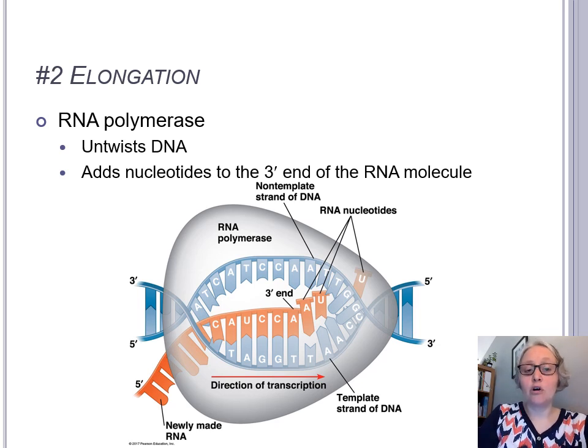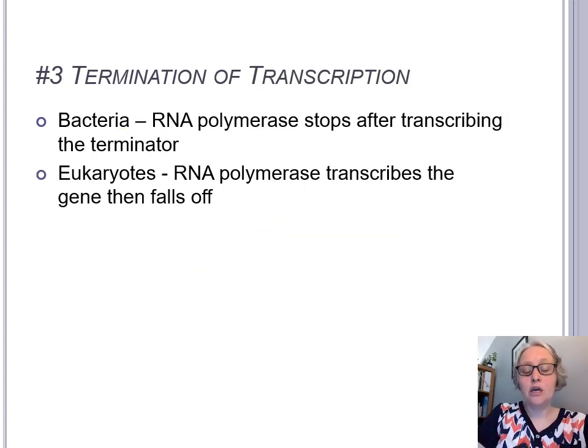During elongation, RNA polymerase is going to be able to pull apart the DNA strands, and it's going to be adding new RNA nucleotides to the 3' end. Remember, this is a polymerase, so it's always going to need to add to a 3' end. The nice thing about this specific RNA polymerase is that it's able to do this from scratch. That then leads us to termination. In bacteria, RNA polymerase will stop transcribing after hitting the terminator. In eukaryotes, the RNA polymerase will transcribe the gene and then eventually just fall off. So that's a nice overview of transcription.